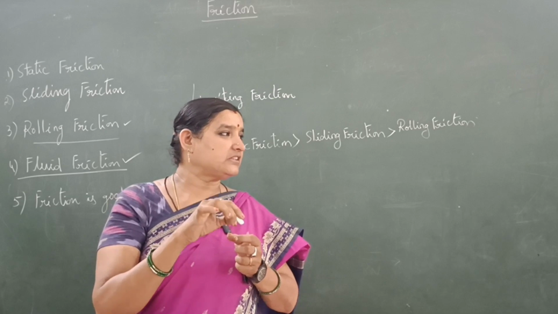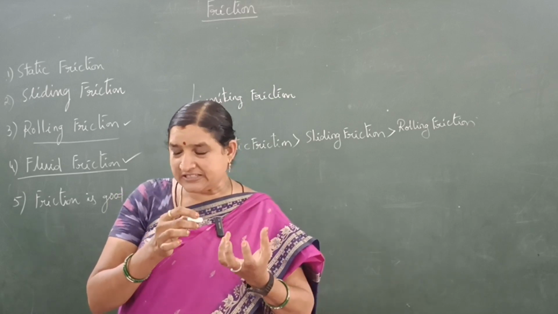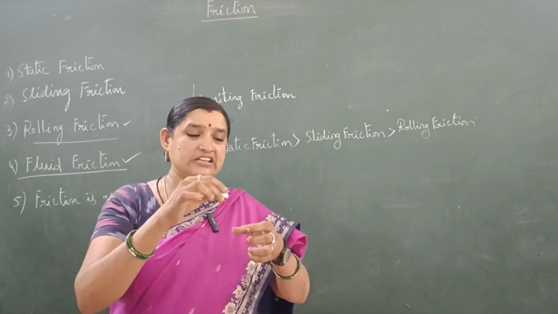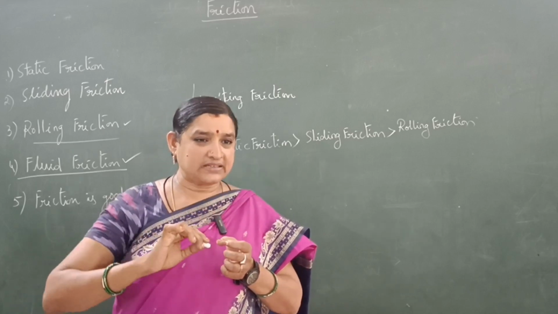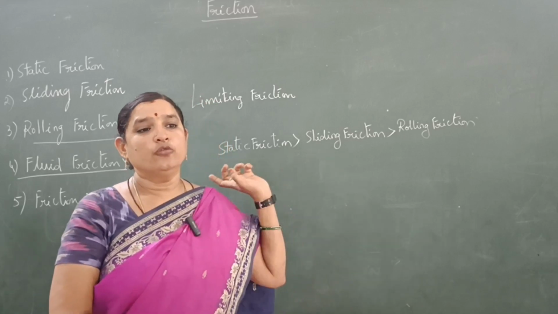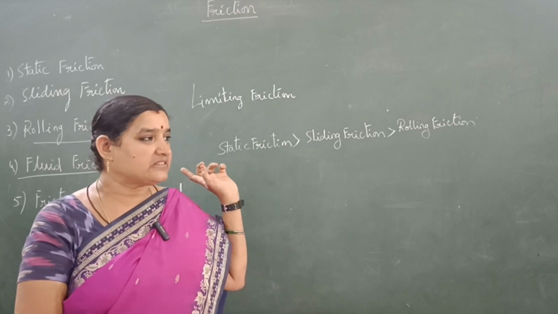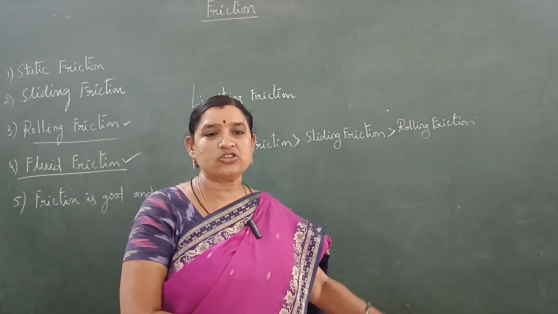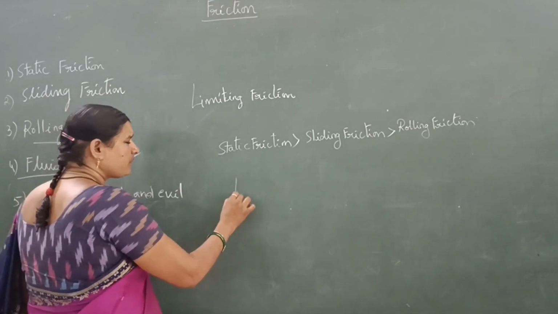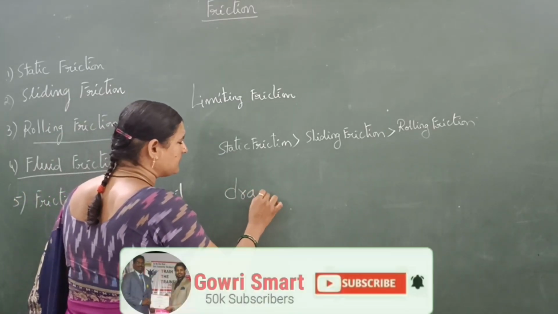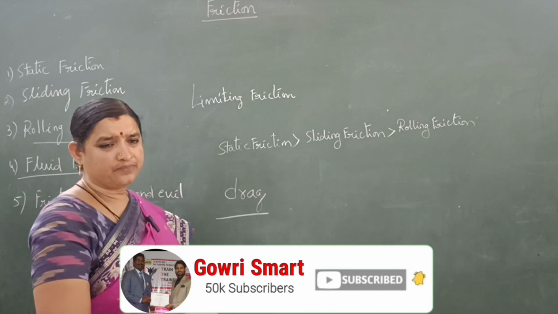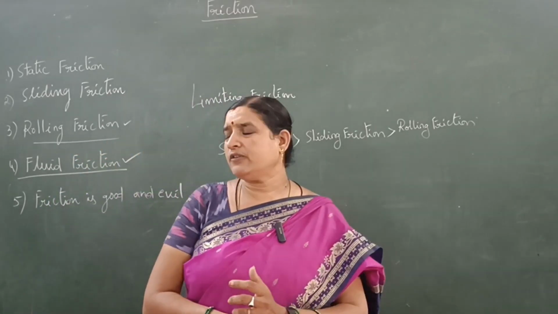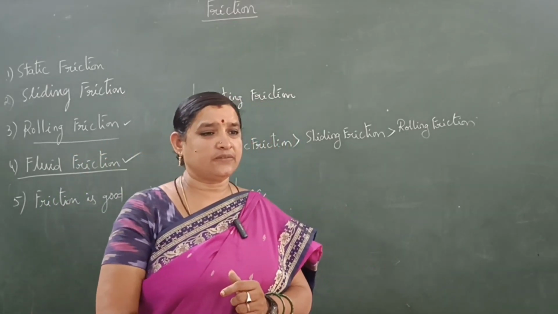Why did it come to rest? Because the fluid present in the container exerts pressure on the spoon, so it comes to rest. That is called fluid friction. Fluid also exerts friction, and that fluid friction is called drag. Fluid exerts pressure on objects, that is called drag. What is the use of knowing about this fluid friction?